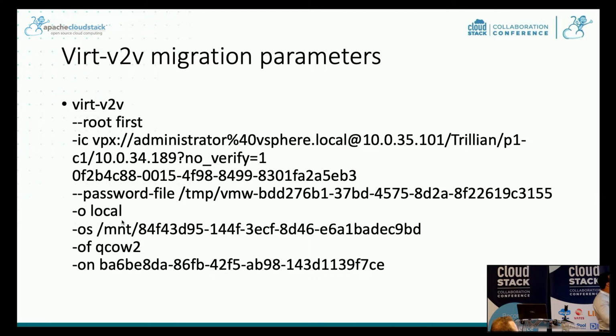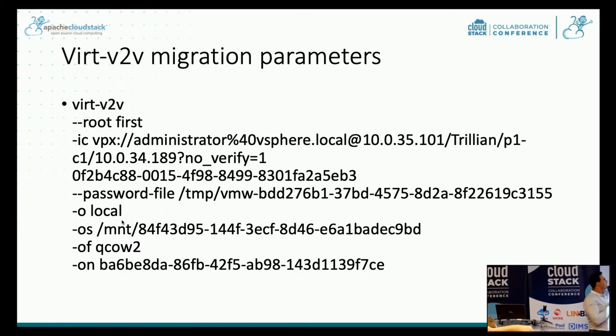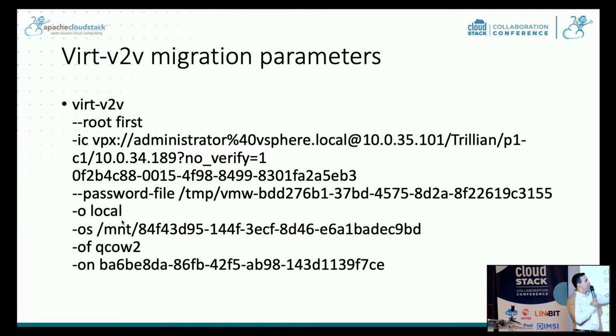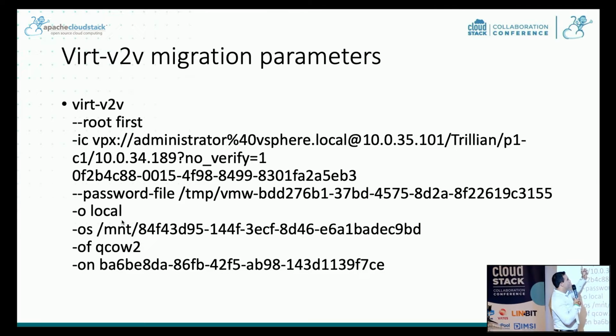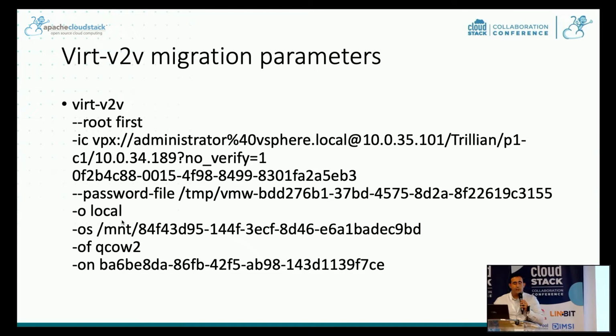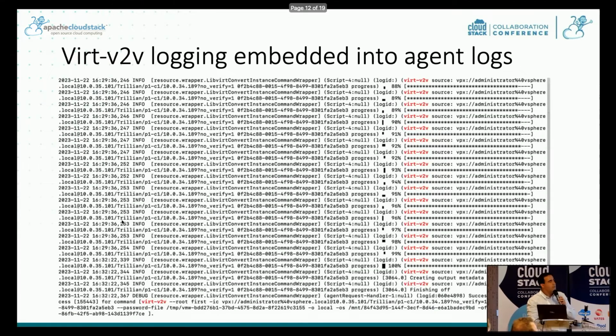So we pass a set of parameters with this URL that CloudStack generates. It points to the data center, so the KVM host needs to reach this vCenter. Then the clone name, and it uses a password file that is automatically generated and then removed after the conversion is finished. Then the temporary location of where to place the converted disks, the QCOW2 file, and a name. So with those parameters, we delegate the action to Virt V2V.